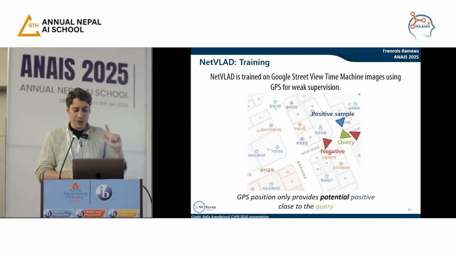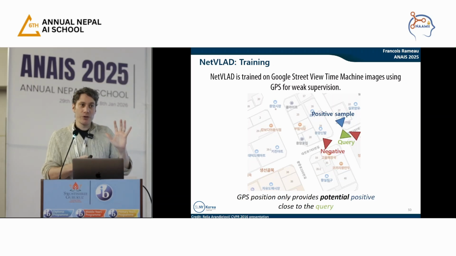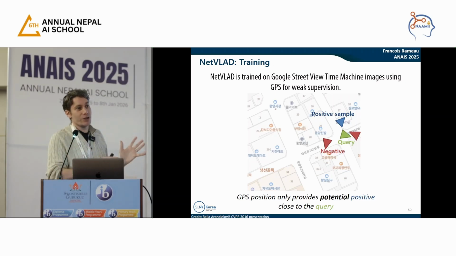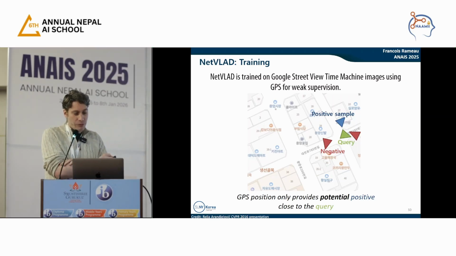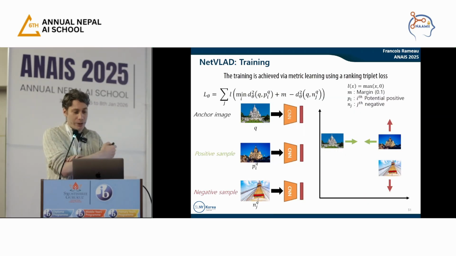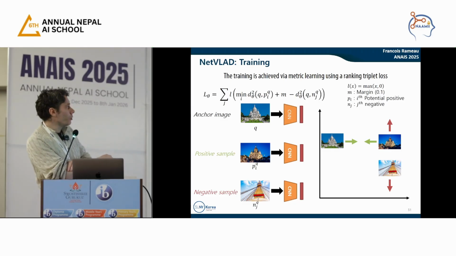Now, what is more difficult is the positive sample, because Google Street View doesn't tell you anything about the orientation. So they had to do some mining. That's actually a quite complex process. And then you end up with one anchor image, your query image, one positive sample and one negative sample, and you can do something super fun: you can use what we call a contrastive learning metric loss. Here it is actually a triplet loss.